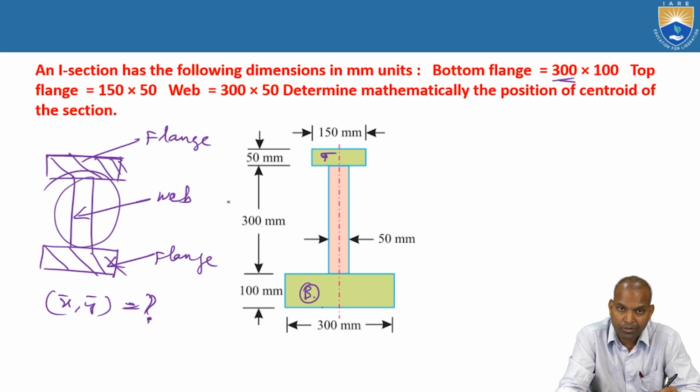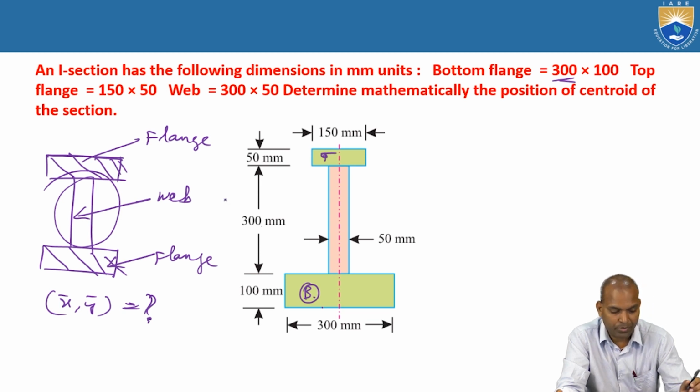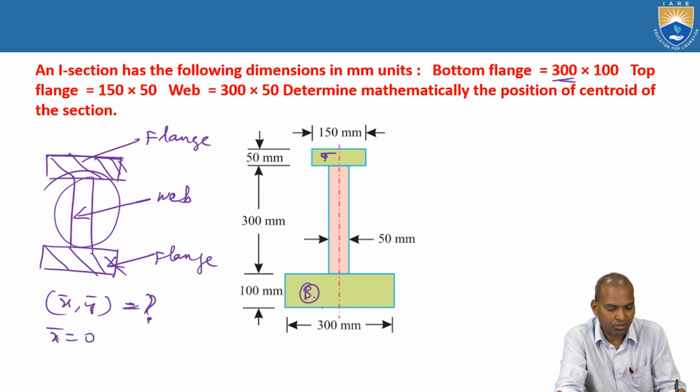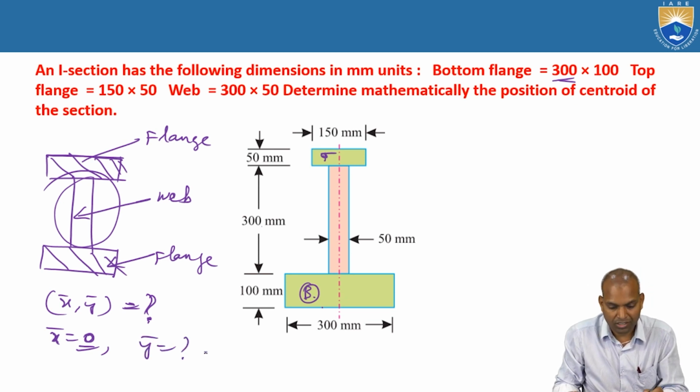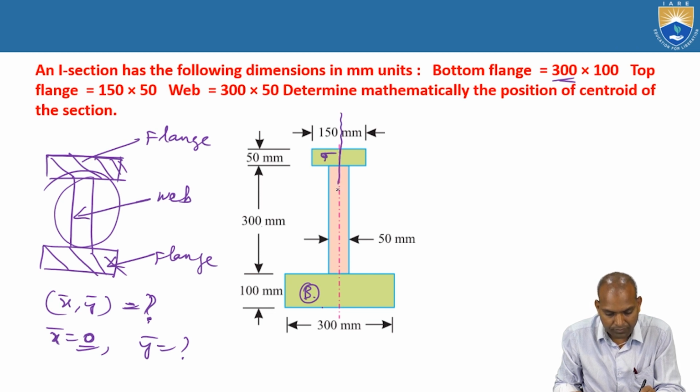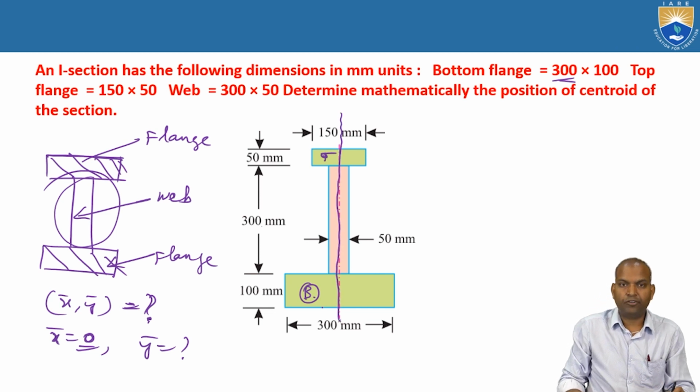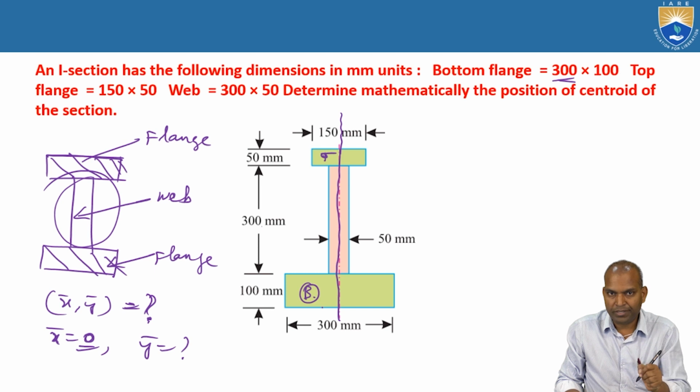It is symmetrical about which axis? The vertical axis. What about the vertical axis? Bar x equal to 0. That means the horizontal distance, it is passing through that. What about bar y? That means bar y lies where? On this line. Again, the centroid will be on the geometry of this I section.